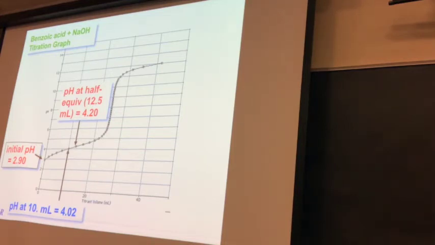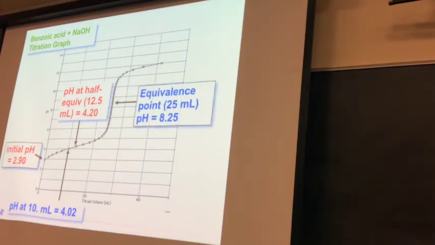pKa, good, that's right. The half equivalence point, half equivalence volume leads to the pH, which is equal to pKa. So 4.2 then is an important number for scientists because it'll either equal pKa if you're given Ka, or you can find Ka, 10 to the minus 4.2 would give you Ka. Then at equivalence point, your pH should be basic.